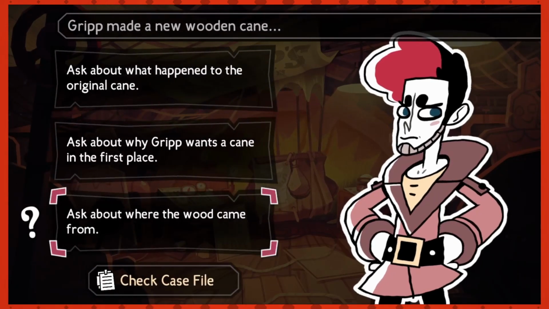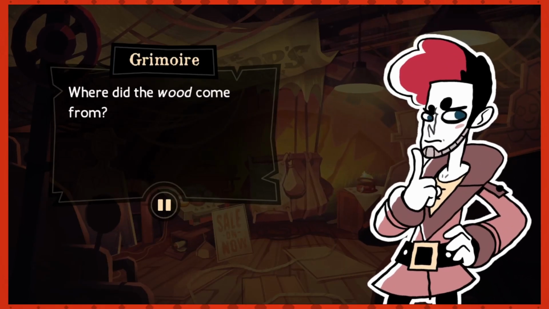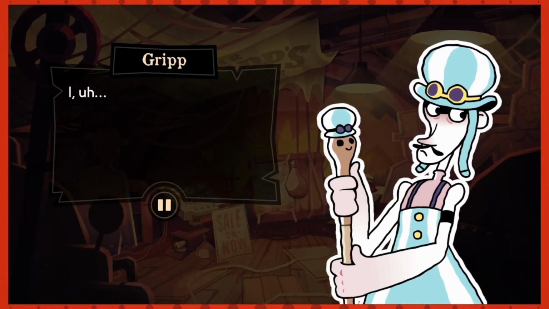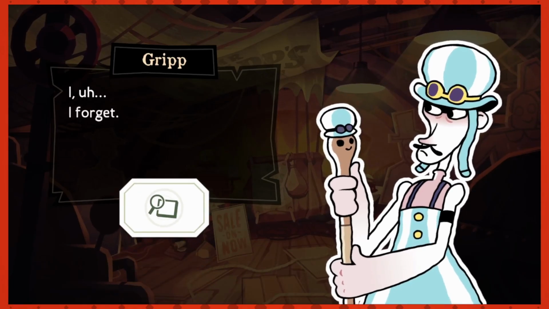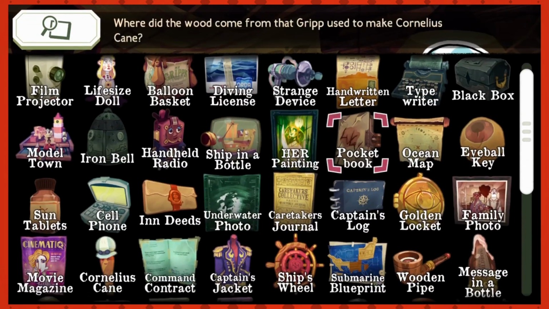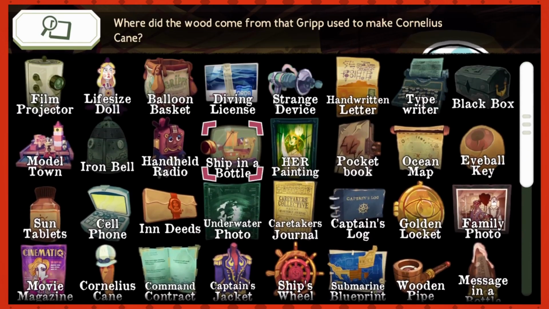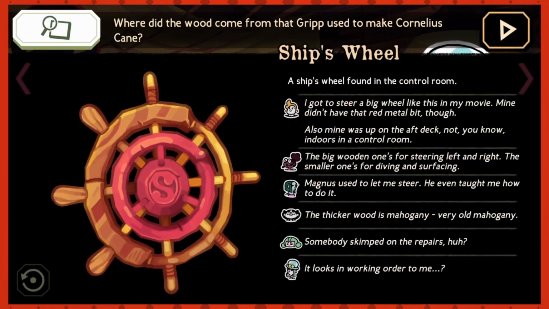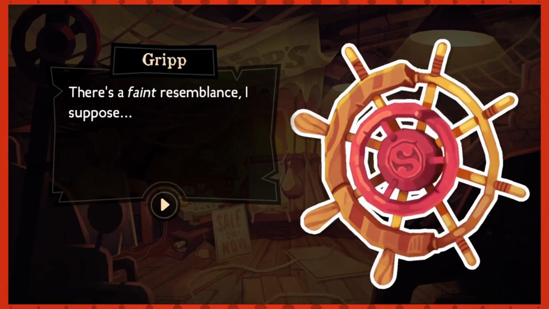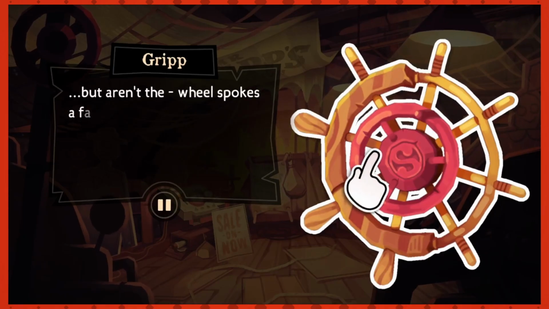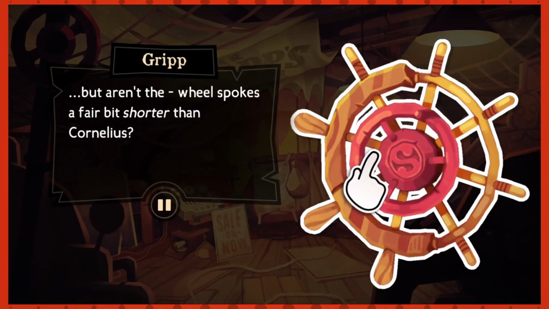Right. Where did the wood come from? Exactly. From the wheel. We know this. Okay. Where is the wheel? There it is. There's a faint resemblance, I suppose. But aren't the wheel spokes a fair bit shorter than Cornelius?